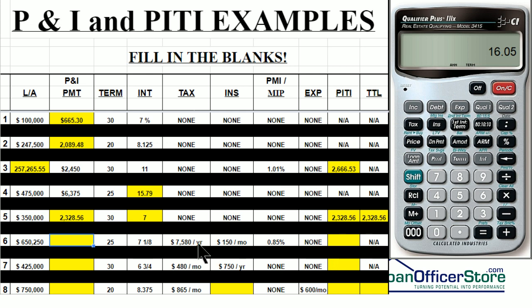But you do see there's taxes in there for the year, right? And you do see taxes are in there for also. And we also have a PMI. So what we're going to do is we're going to start by doing Shift X, clear out everything that we had in there, and we'll put in the $650,250 into the loan amount. We're going to do a 25-year term.